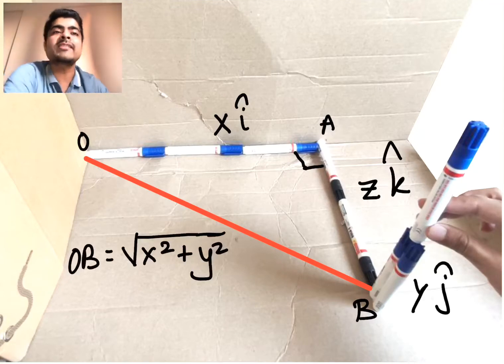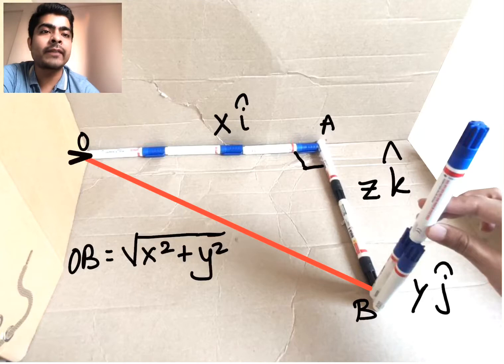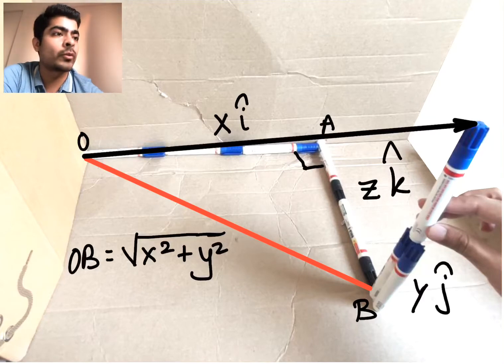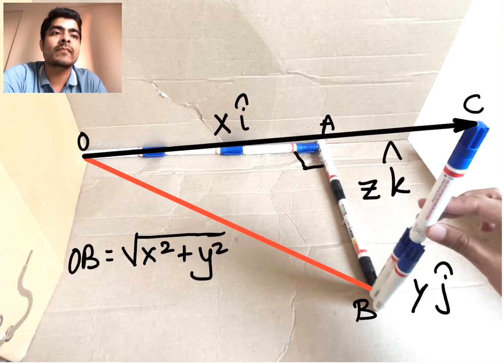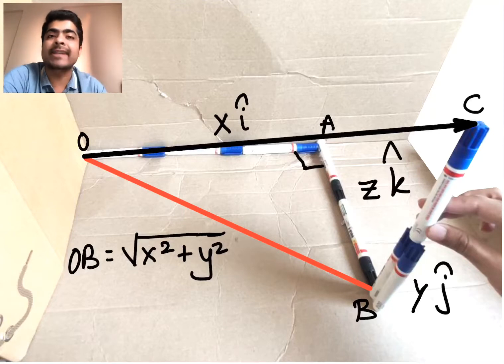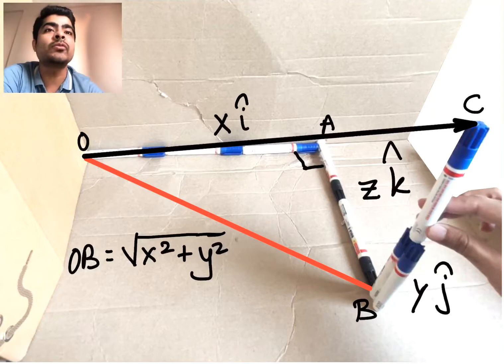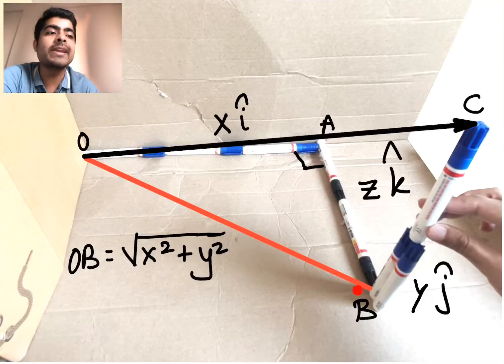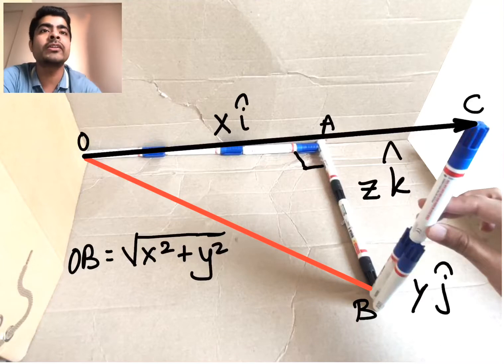Alright, now let's draw the vector. Your vector will start from O and end all the way up to this end. This is your vector. Let's name this end C. So OC is your vector over here, and I want to find the length of OC, where OC is x i cap plus y j cap plus z k cap. So for finding OC, I use this triangle OCB, where OB and BC are perpendicular to each other.